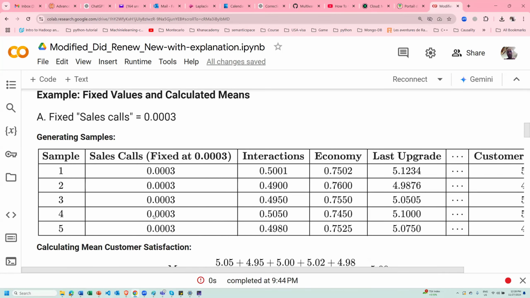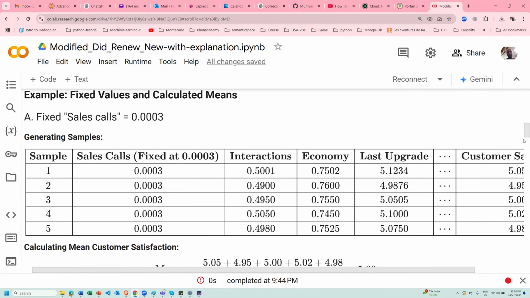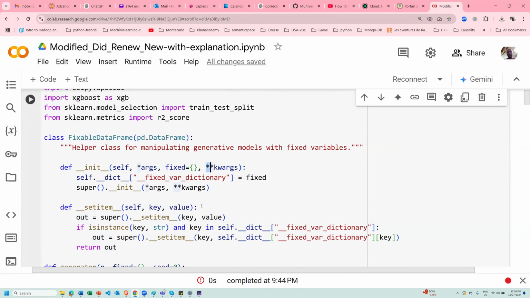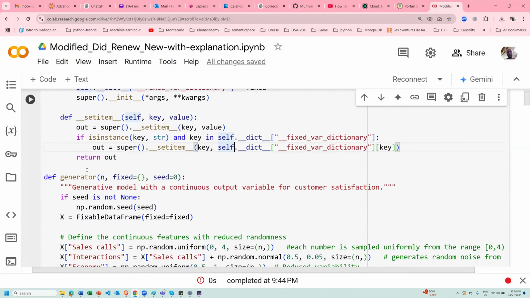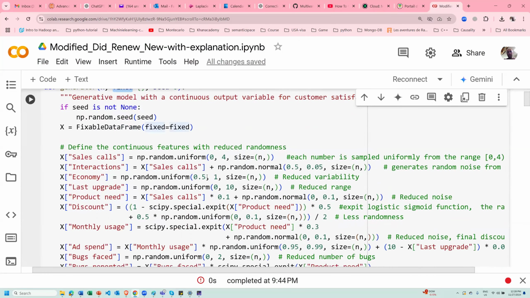So basically, we're fixing this column, and then we are going to calculate the causal effect here, as you can see. What this code is doing is basically just fixing a column. It's a dictionary. It's fixing a column, and it lets us do what we want. We want to do manipulation and calculation with our causal effect formula.